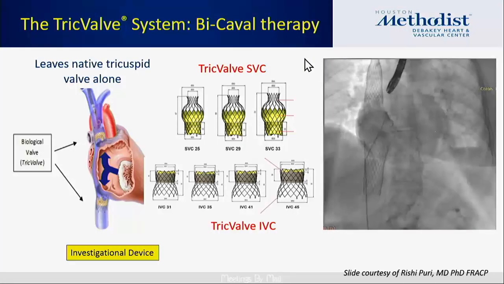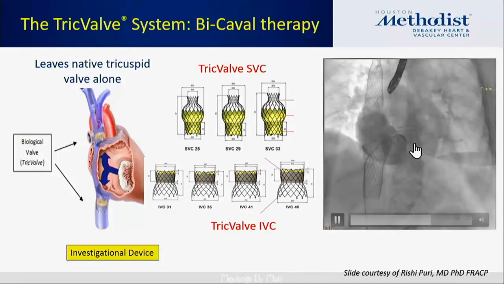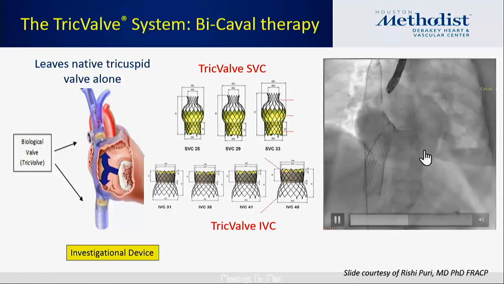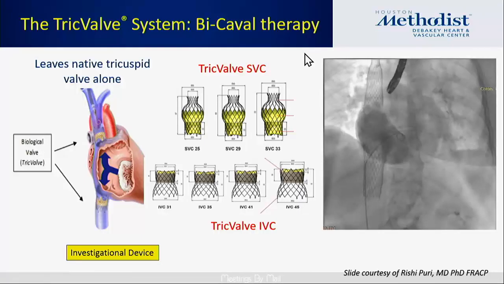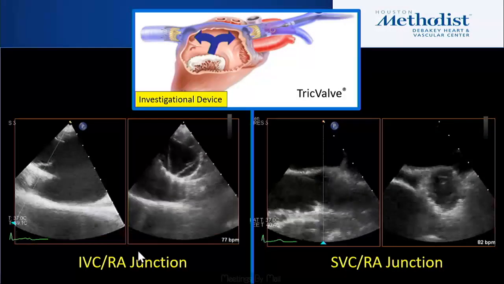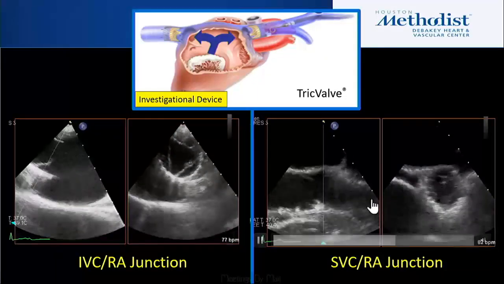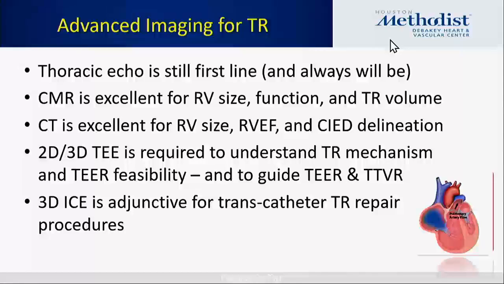TricValve is coming, or TricValve is in trials now. This is when you have to abandon all hope for the RV and the TR and the annulus and move to the cava. Basically when things are so big or so bad, or this perhaps might have been an option for somebody who has a single deployed mitral clip like we saw in the case, a valve in both cava. This is just a TEE showing the IVC-RA junction of a TricValve deployed, and then the SVC-RA junction. You can see the valve in long axis and short axis.